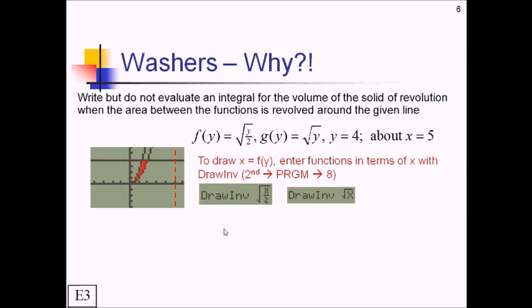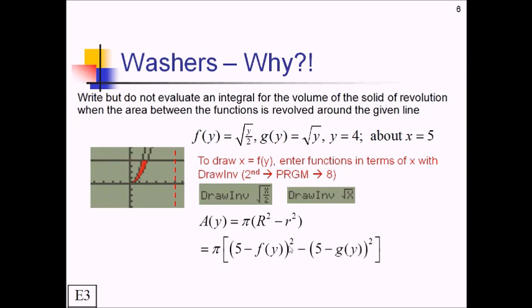All right, so if I'm using washers, I'm going to write this as A of y equals pi times big R squared minus little r squared. For my big R, that's going to be the distance from the axis of revolution to the further away part of the curve. Keep in mind, again, these are left-right distances. So for big R, that's going to be 5 minus whatever this first function was. It was actually f of y. So we're doing 5 minus f of y squared. Still have a pi out there. Next, for my little r, I'm going to have 5 minus the closer function, 5 minus g of y squared.